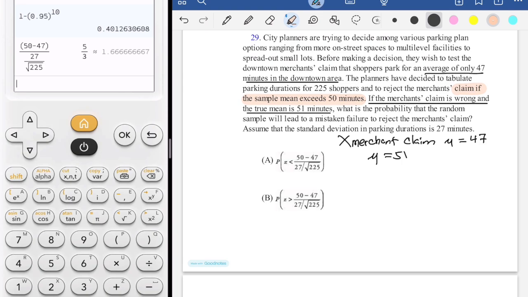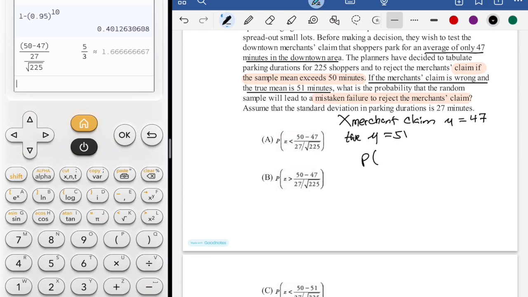All right. We'll reject the claim if that sample mean is more than 50, as opposed to a mistaken failure to reject the merchant's claim. So a mistaken failure to reject would be, we're essentially looking for the probability that the sample mean is not going to be more than 50, even though we get a mean that's 51, or this is a true mean.